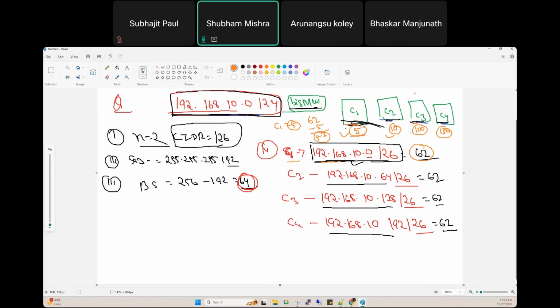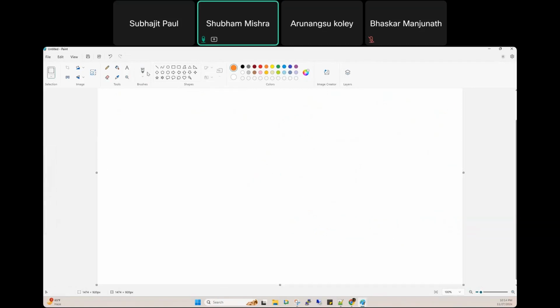Now in the case of client 3 and client 4, the requirement is 100 and 150. But if you assign this network and this network, maximum how many IP addresses can you get? 62. It means this network and this network will not fulfill the client 3 and client 4 requirement. Are you getting my point? So here we have two problems. First, we are wasting IP addresses, and second, we are not fulfilling the requirement. Agree? Okay, cool. Now, see, same scenario.